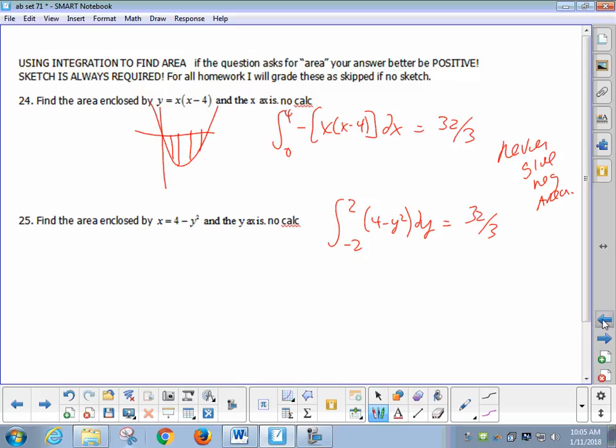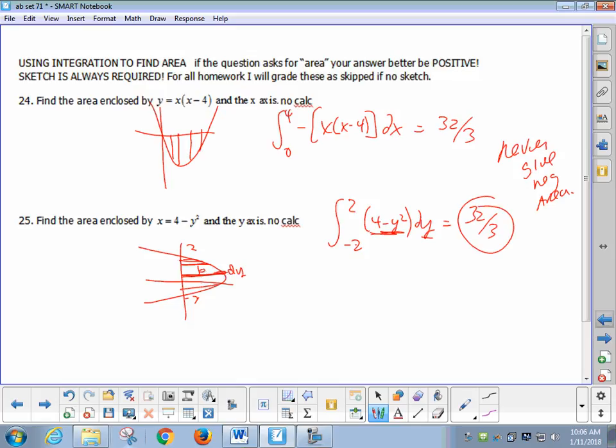25. x equals 4 minus y squared looks like this. When it's a function of y, then you're using y as the variable of integration. The bases are all just whatever the curve is, and they're all going to be positive because these are all positive x values. And the height is dy high from -2 to 2. That's 32/3.